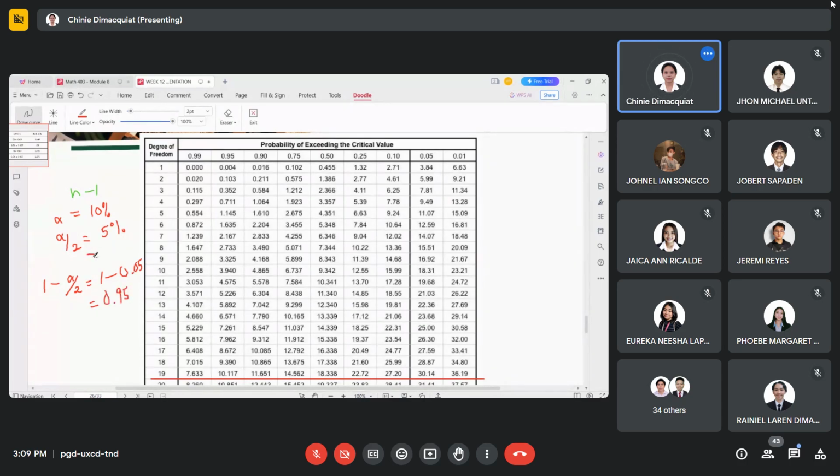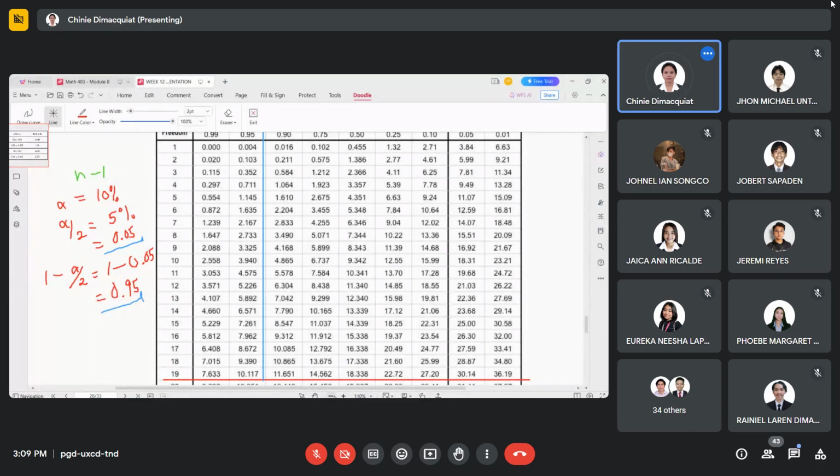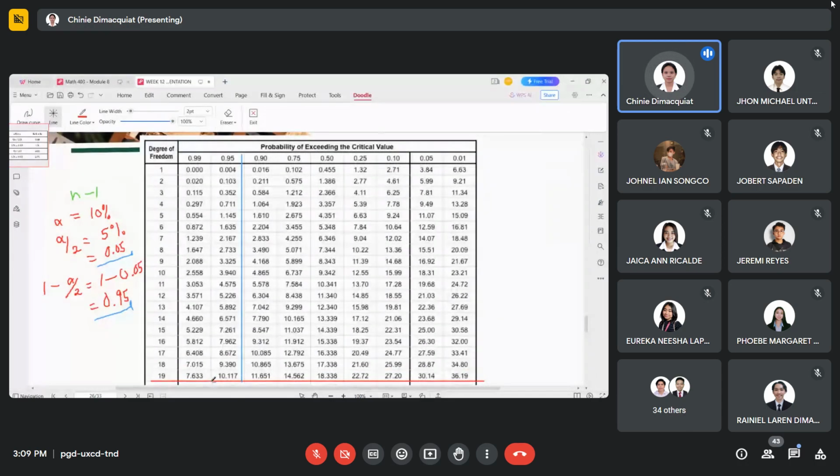So, ito ay 0.05. So, we have this, alpha over 2, para sa isang critical value. And para naman dun sa kabilang critical value, ay 0.95. So, ito yung ating gagamitin sa pagtingin dito. So, 0.95, ito, yan, 10.117. So, may nakuha na tayong isang critical value na 10.117.